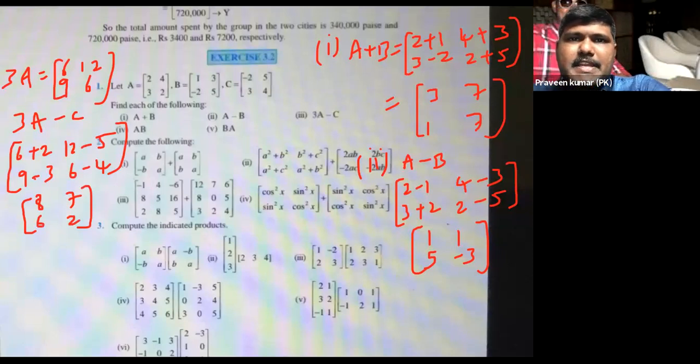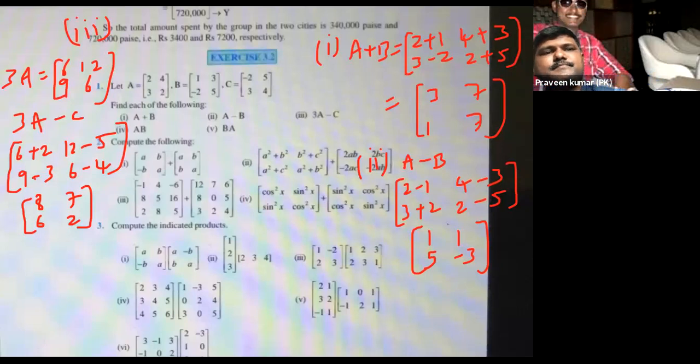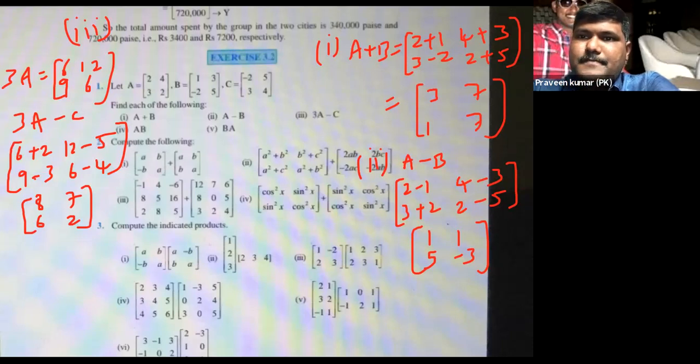So A plus B is over, A minus B is over, and this is the third one, 3A minus C, also over. Too slowly, I'll wait for everyone. Don't worry. Okay. Correct, Uday and Hemant. Correct. Clear. Can I move to the next question?